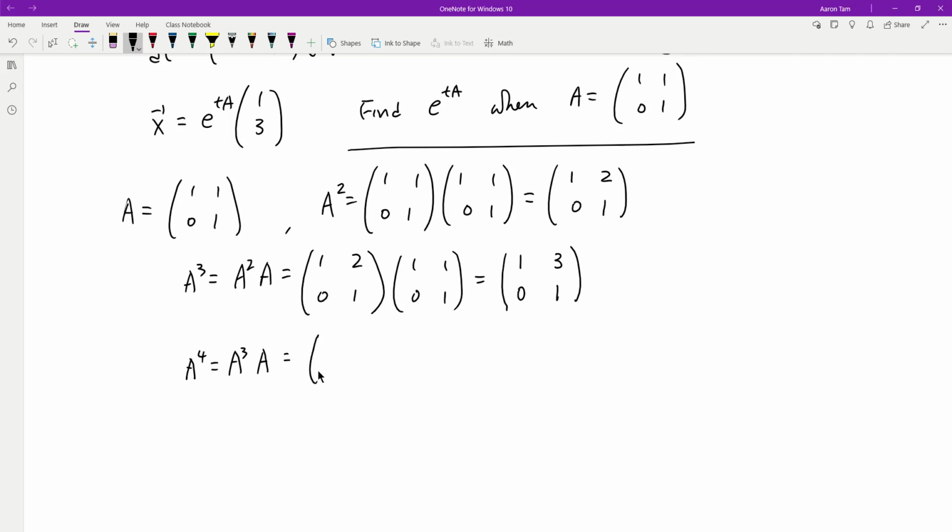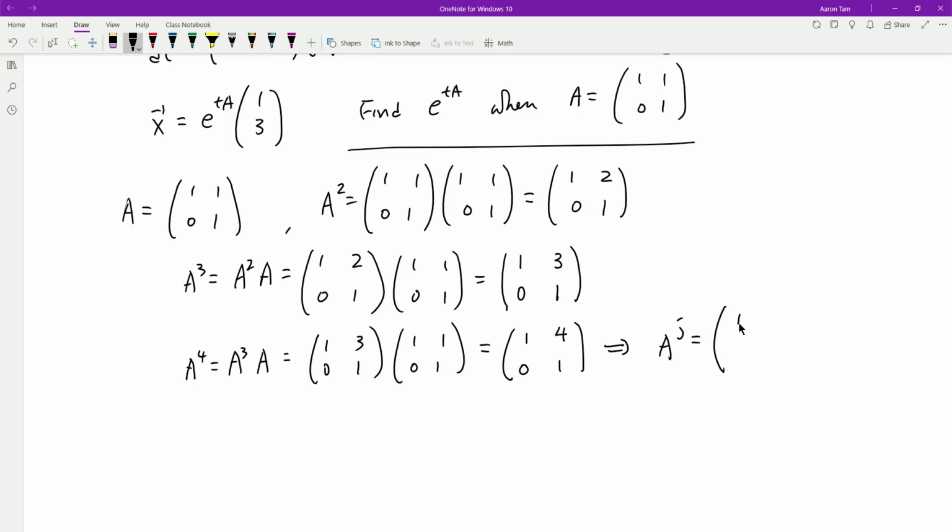So let's find out. That will be [[1, 3], [0, 1]] multiplied by [[1, 1], [0, 1]]. So when I do the dot product, [1, 3] dot product [1, 0] is 1 plus 0, which is 1. [1, 3] dot product [1, 1] is 1 plus 3, which is 4. And then [0, 1]. Notice that that is exactly what I expected. And I hope that's what you expected too. So therefore, I can now see that this pattern follows. A to the j seems to give out [[1, j], [0, 1]].